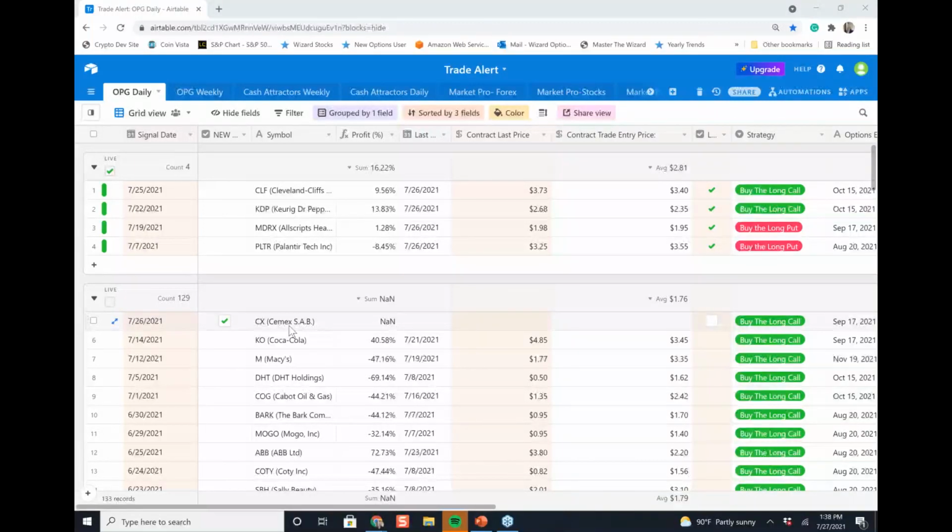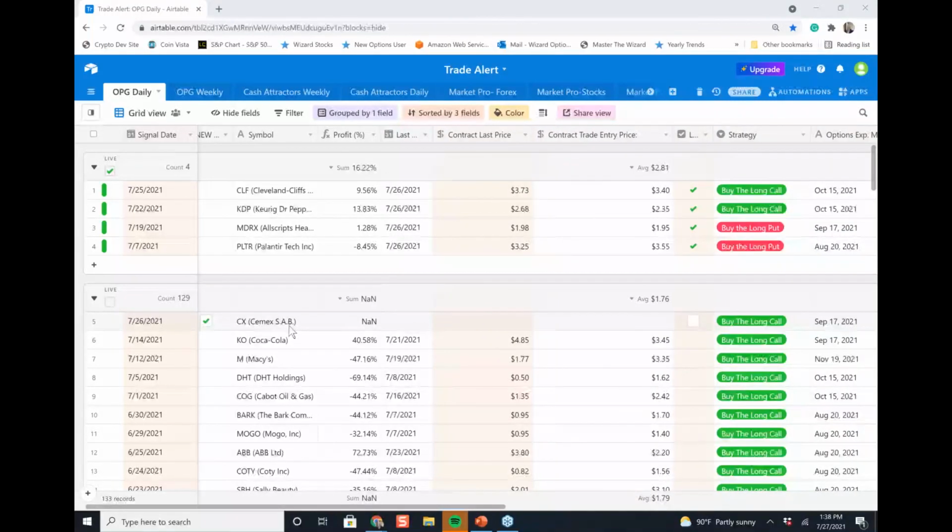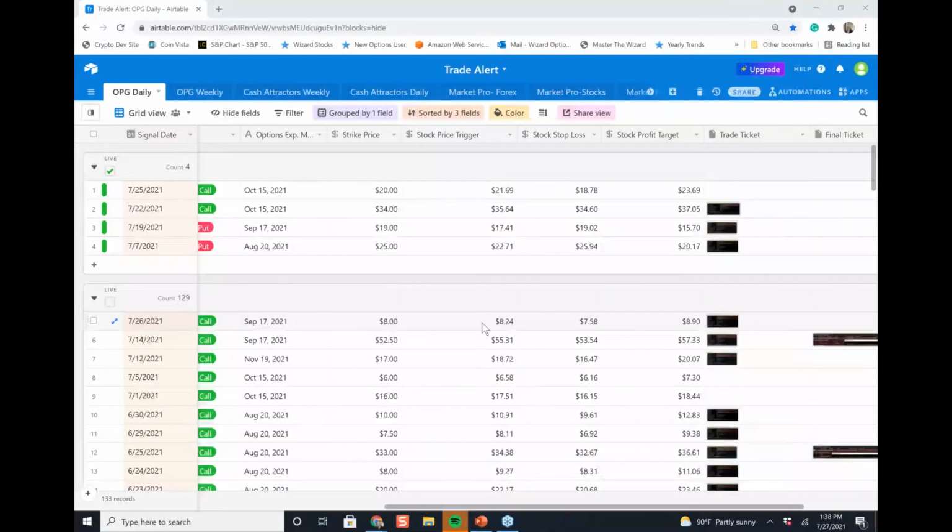So the final confirmation is always going to be the stock price trigger. That's the entry strategy in the middle of that checklist that says 1 tick above, right? So CX, for example, at 8.24, it has to hit $8.24 today to trigger the option trade. We also provide you the trade ticket. We track all of these in our account. We have a special account that we use for all of these signals so we can track them based on the market.